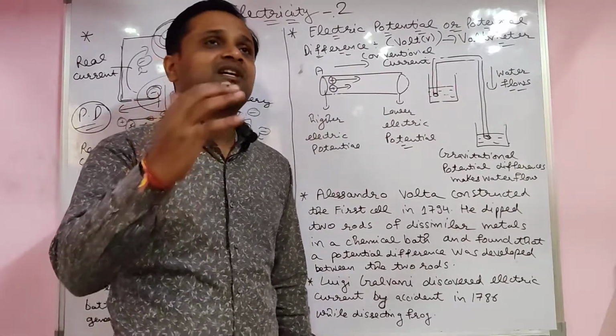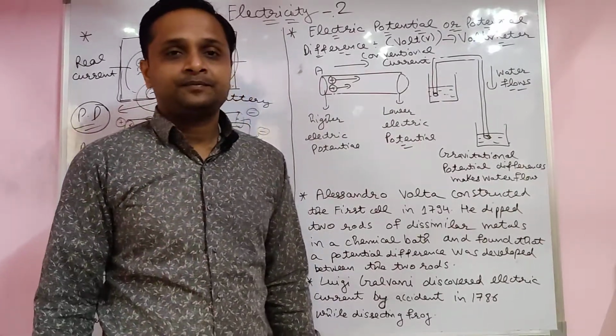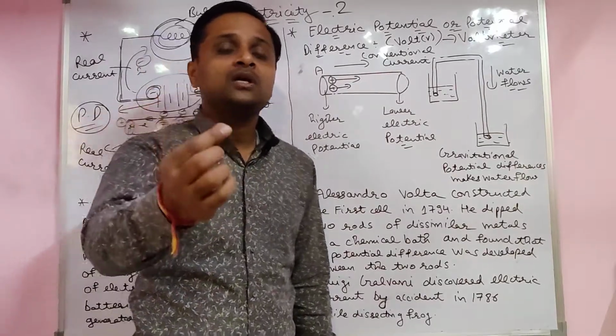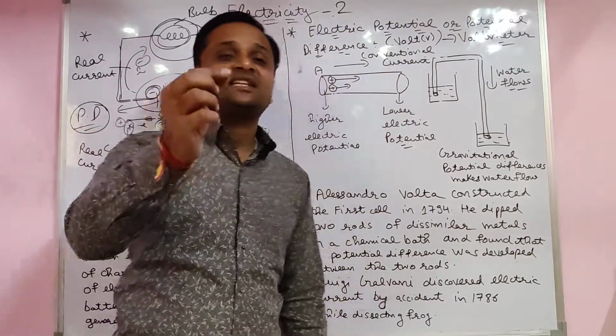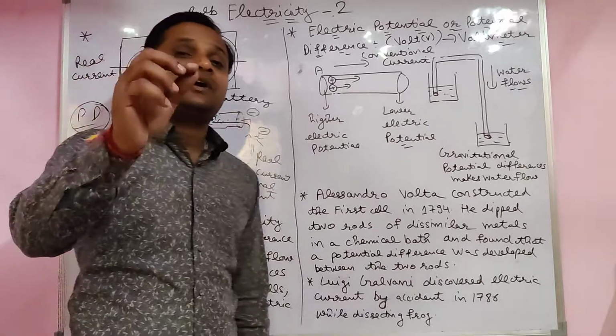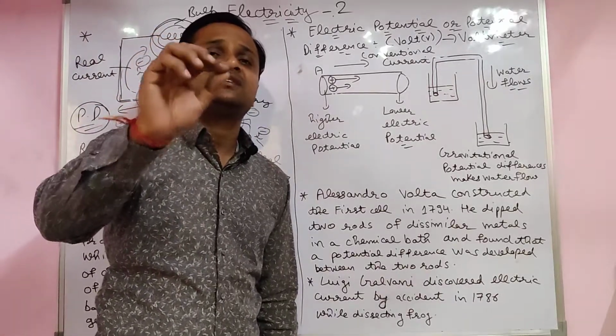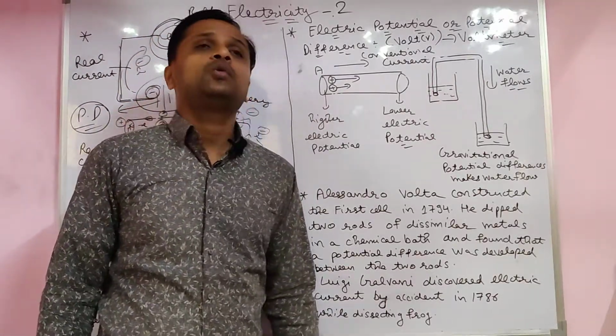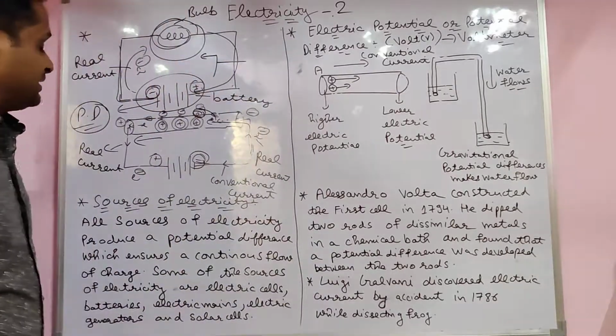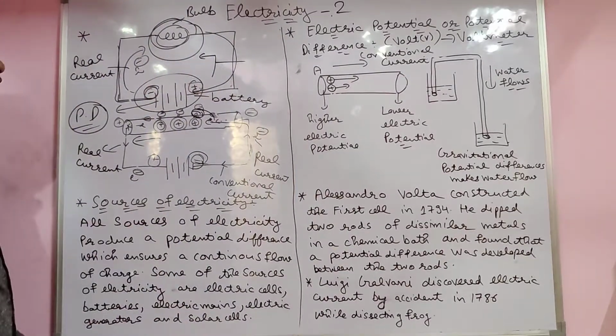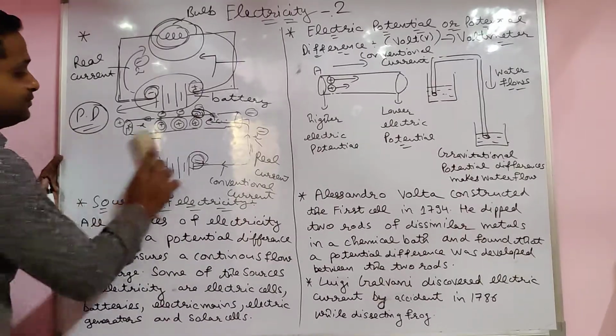And how do you measure the current? By using an ammeter. If you want to find larger current, use the ammeter. And if you find a very little current, use the galvanometer. So this is the way to produce the current.